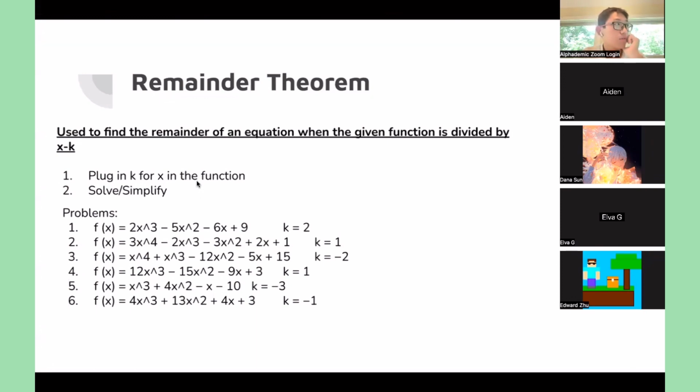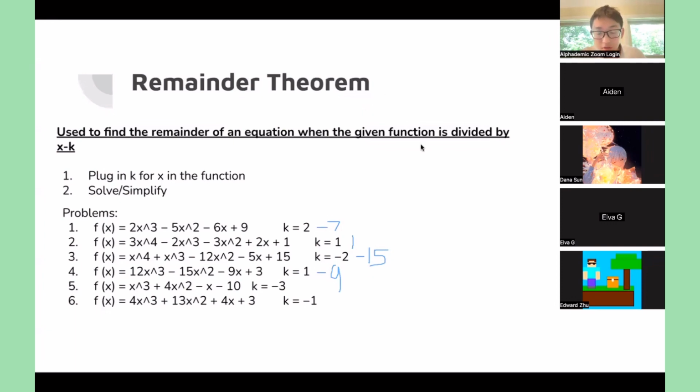Okay, for number 1, you would get the remainder of -7. For number 2, you would get a remainder of 1. For number 3, you would get a remainder of -15. And for number 4, you would get a remainder of -9.